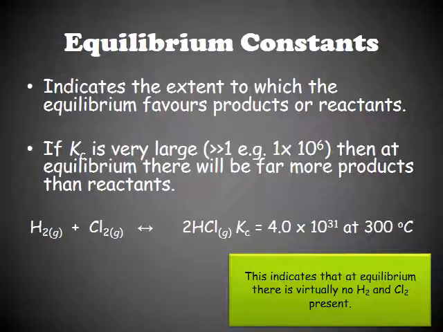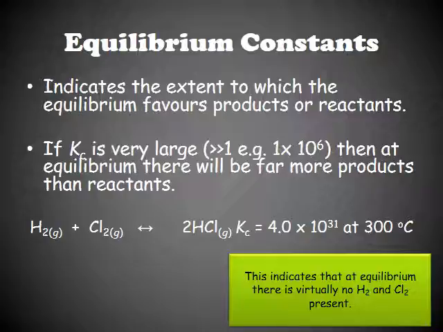In terms of equilibrium constants, the number indicates the extent to which the equilibrium favors either the products or the reactants. If K is very large, much larger than 1, for example 1 million or 1 times 10 to the 6, then there will be far more products than reactants. Because remember, it's products over reactants. So if products are really big and reactants are really small, the Kc is going to be very large.